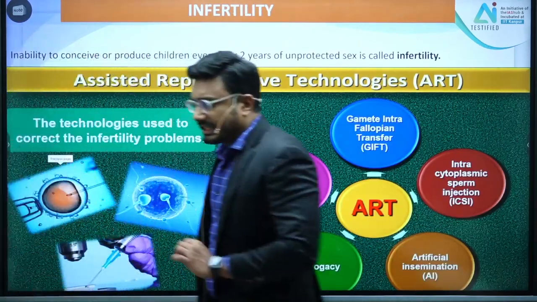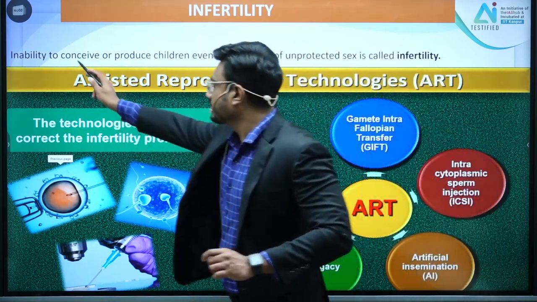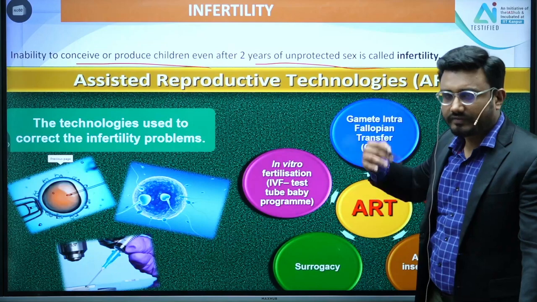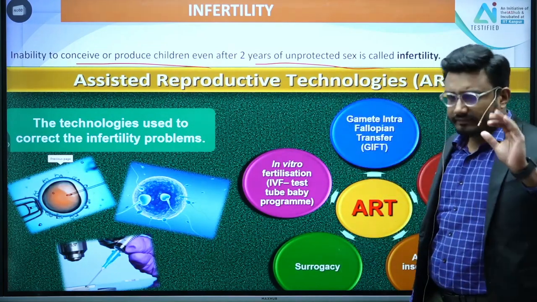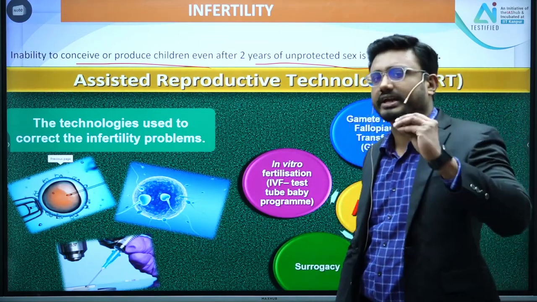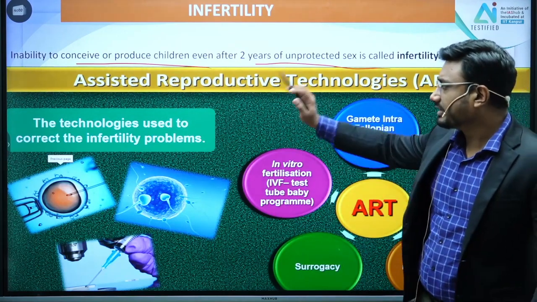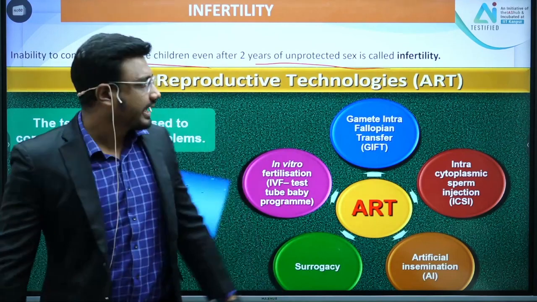So infertility. What is meant by infertility? It is the inability to conceive or produce children even after having 2 years of unprotected sex. Then it is known as infertility. To correct infertility, we can use several technologies and have a baby. This is done by the use of assisted reproductive technology, abbreviated as ART.